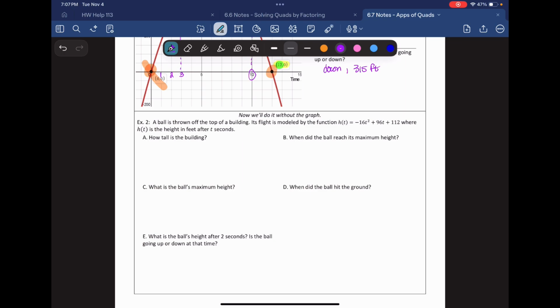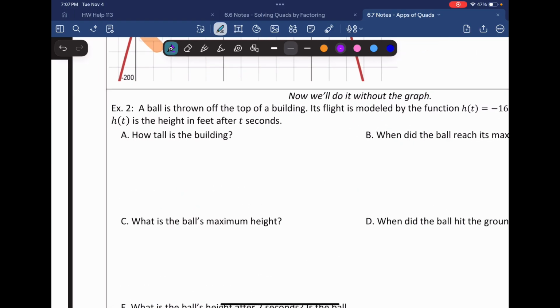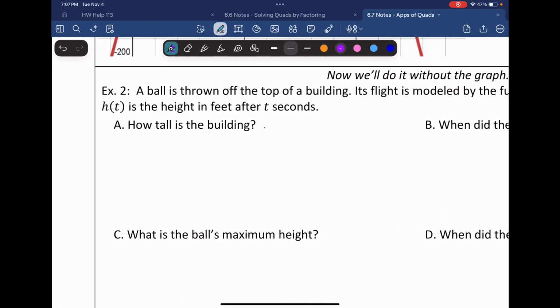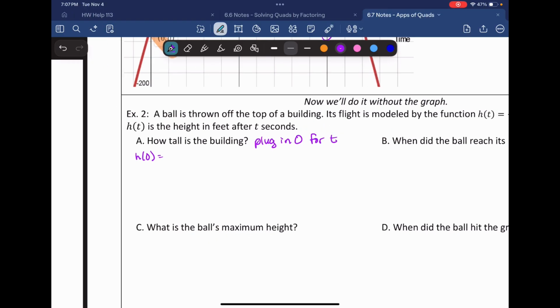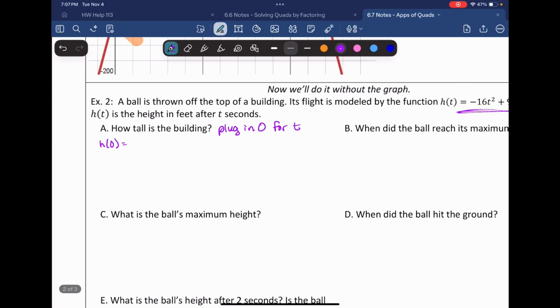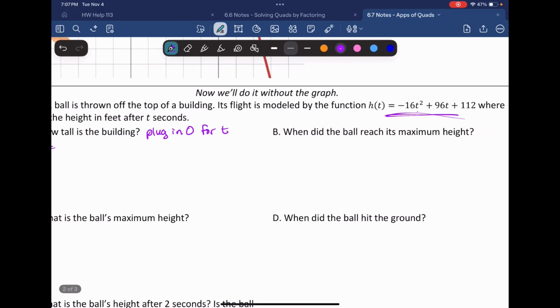Okay. Now, I'm still going to let you use Desmos, but I'm going to show you how to do this without using the graph. How tall is the building? So the math that we do here is we plug in 0 for t. So ball's thrown off the top of a building. Its flight is modeled by h of t. There's my function, when h of t is in feet and t is in seconds. So I'm going to plug in 0 to each of these t's.